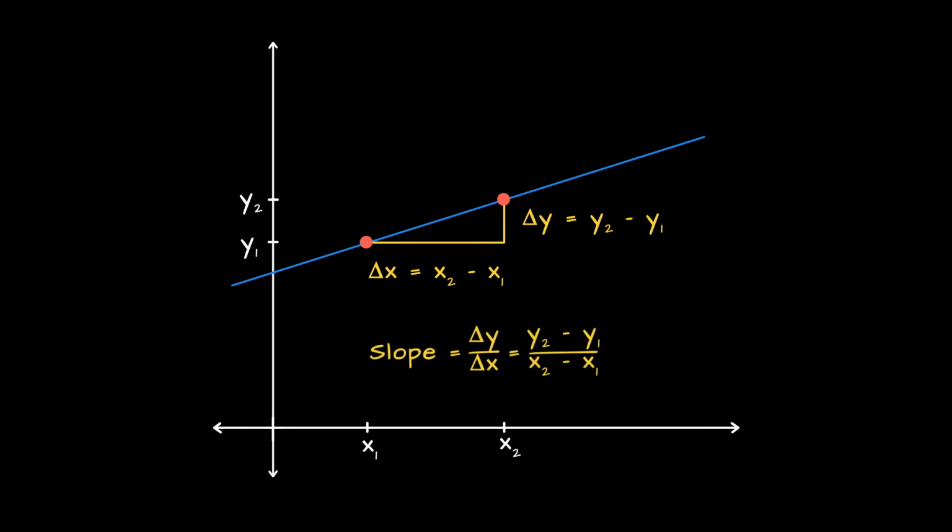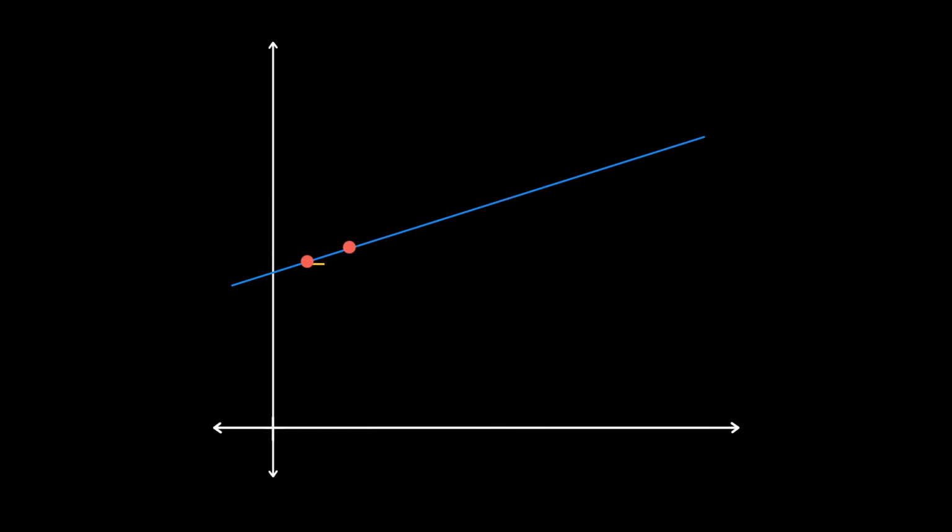What we'll do next is consider the ratio of the change in output to the change in input of this linear function. In other words, we will divide delta y by delta x, or divide y2 minus y1 by x2 minus x1. This quantity is what's known as the slope of the linear function. A remarkable feature of the slope is that it does not depend on our choice of 2 points on the graph of the function.